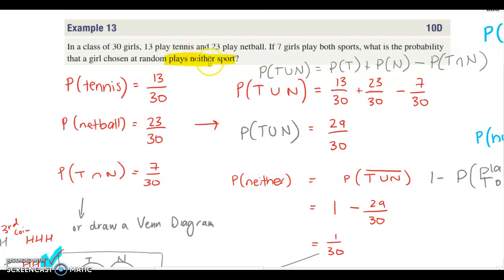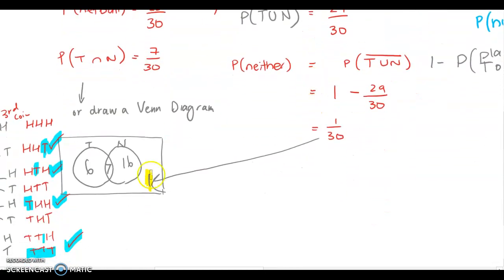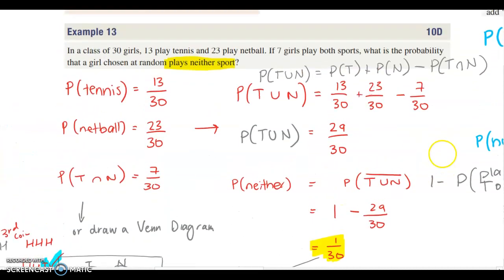We've already got the answer in our Venn diagram. That is our number 1 on the outside. That's 1 out of 30. That's our answer. That's using a Venn diagram. But what if we didn't use a Venn diagram? Let's go and have a look at how we do that.